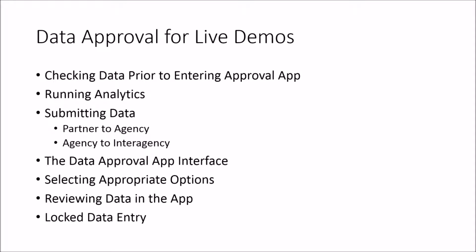We will then go over submitting data, and we will do this in two phases. First from partner to agency, and then from agency to interagency. The data approval app interface will also be reviewed just to see what it looks like, how we interact with the app, and what are the appropriate options that we can select within the data approval application.